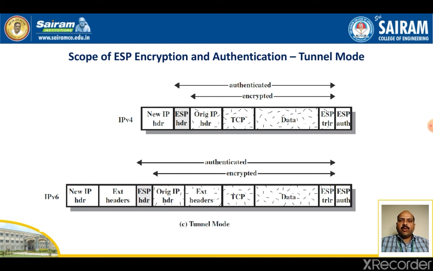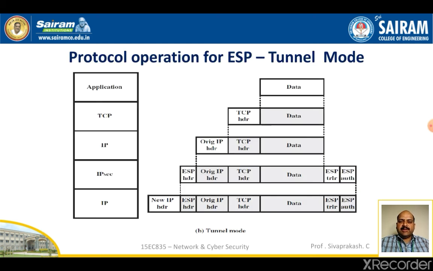Let us see what the protocol architecture for this tunnel mode looks like. In this, the TCP segment goes through the secured IP layer, then the IP layer, and then TCP, and finally the data is going to be available at the application.